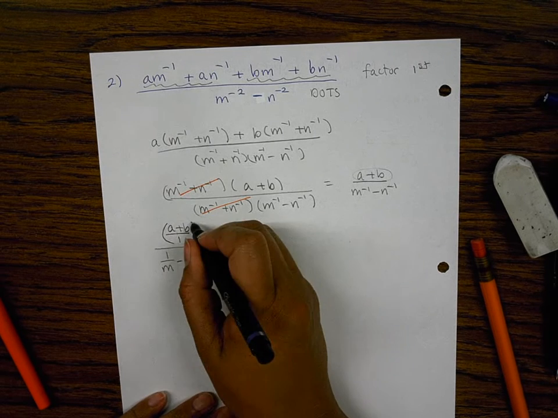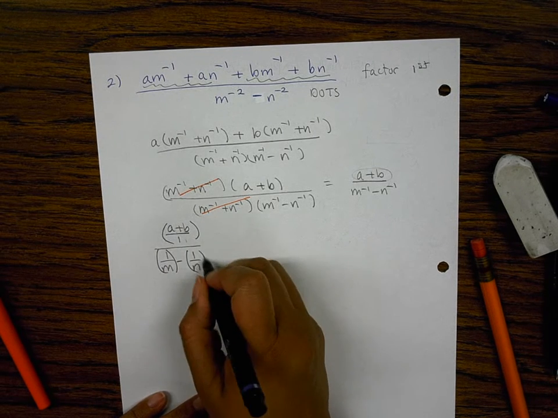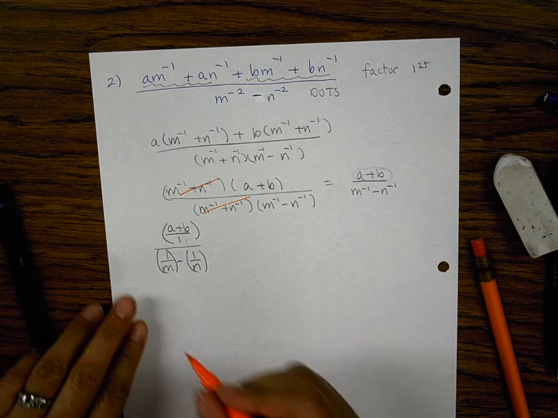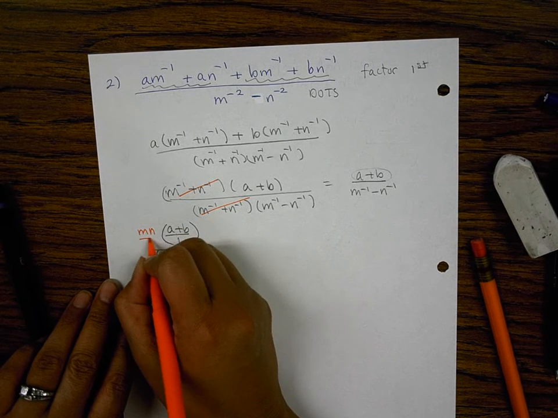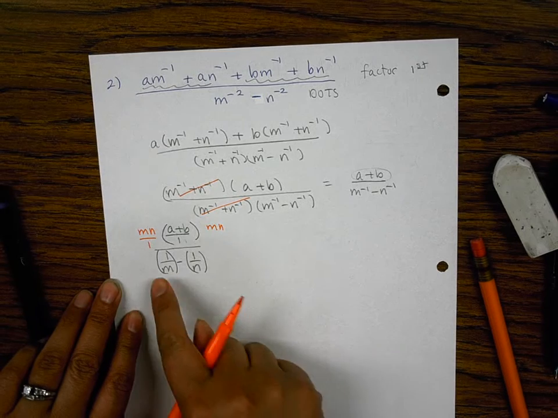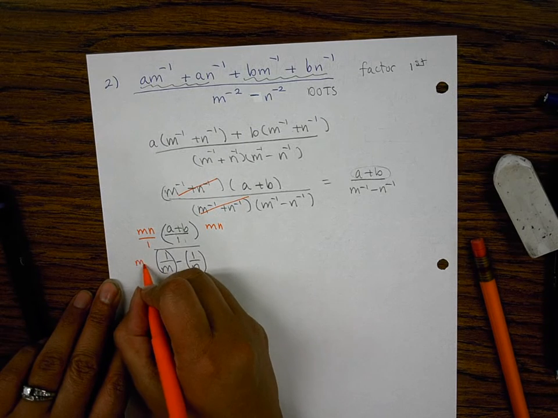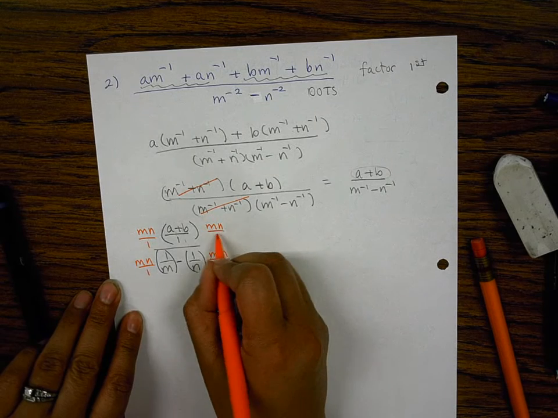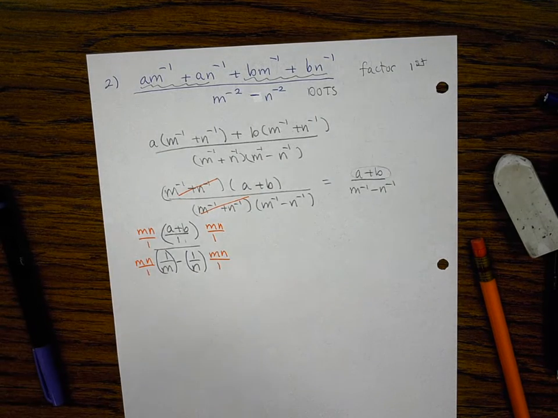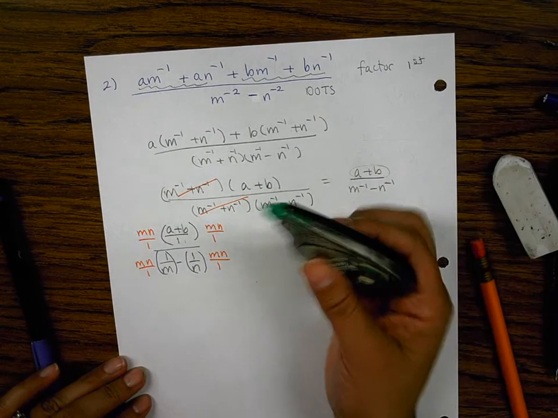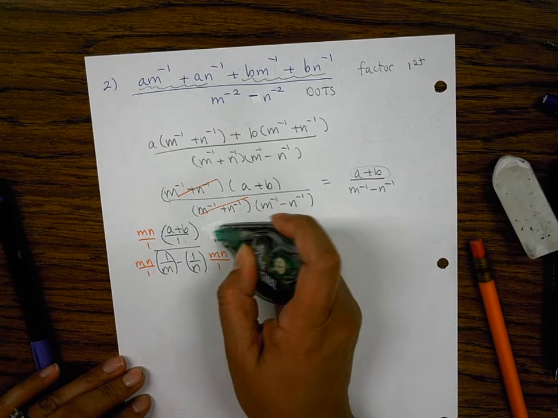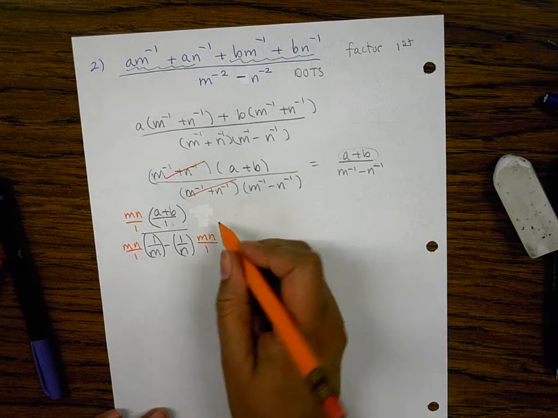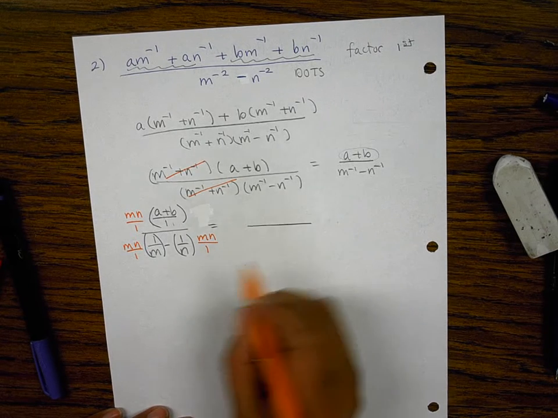But all I did was I made my numerator a fraction by putting it over 1. A plus b all over 1. And then I multiply top and bottom to clear my complex fraction. And I do that by multiplying everything by mn, because that is my common denominator. Oh, and I put an extra one, got carried away. Already had it there and didn't realize.